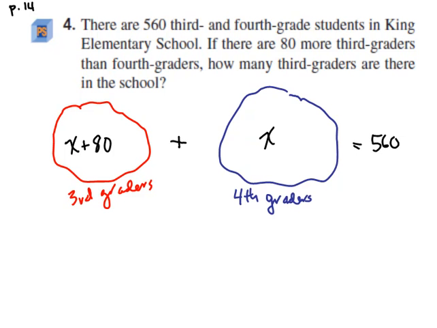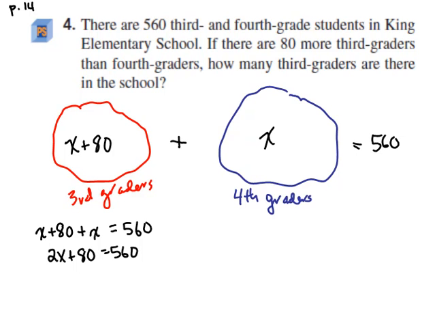If you think about it, this is very similar to the ropes problem that we did. One rope was 26 feet longer than the other rope. Well, in this case, one group of children is 80 more than the other group. So when we add them together, we would have however many x's plus 80 plus another x is equal to 560. And so we have two x's plus 80 is equal to 560.